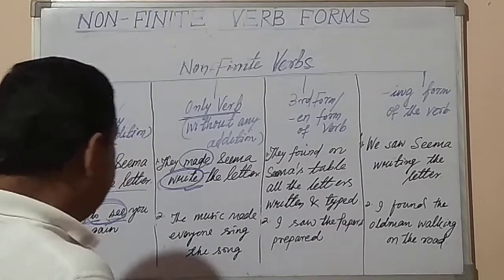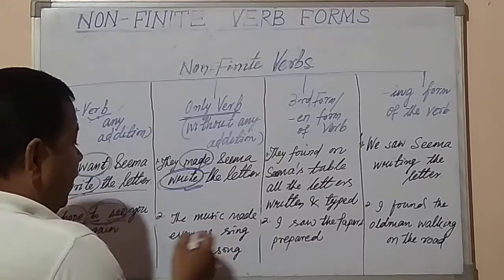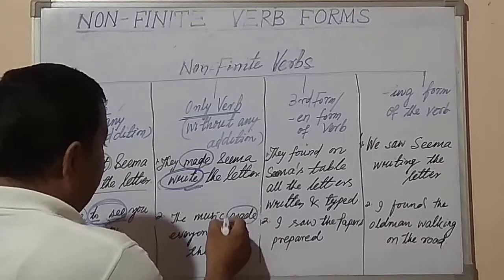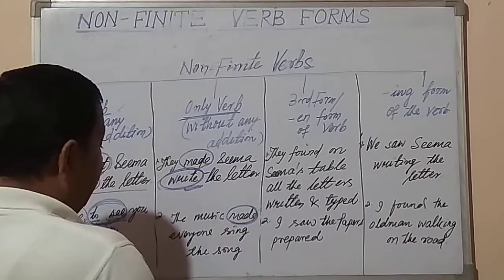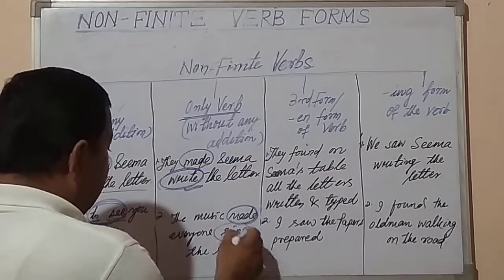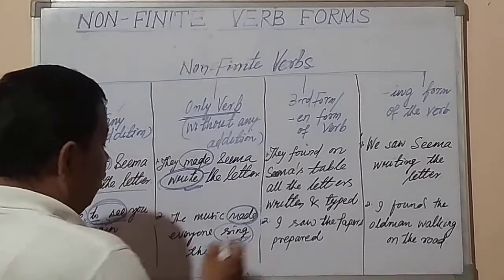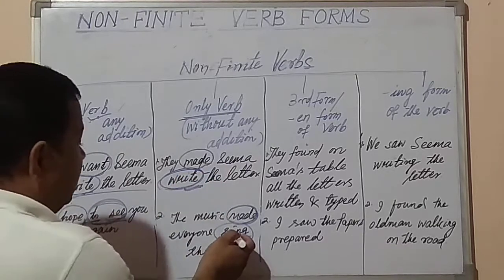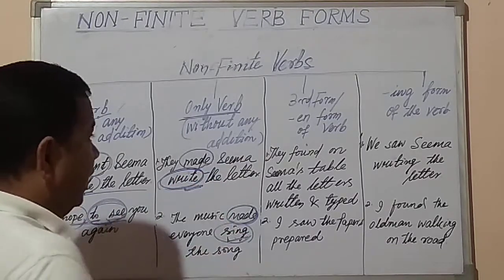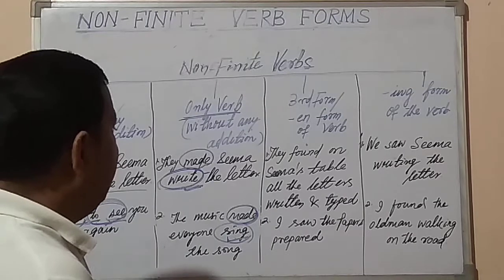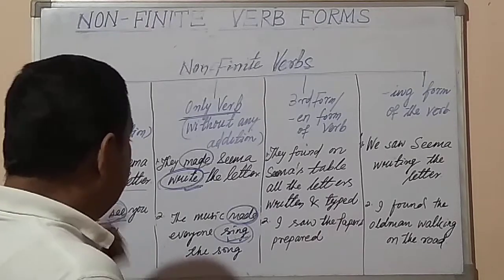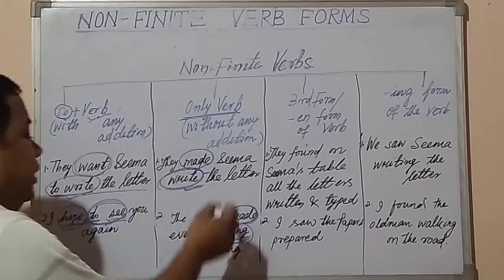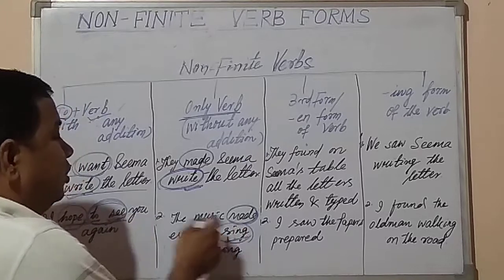And the next one, you see: the music made everyone sing. You see here, music made. Made is your finite verb, and everyone sing the song. Sing is the non-finite verb. Here you see, this write and this sing, these two verbs are bare. That means without any addition. They have nothing in addition to this. As it is to plus verb, it is only verb, no addition.